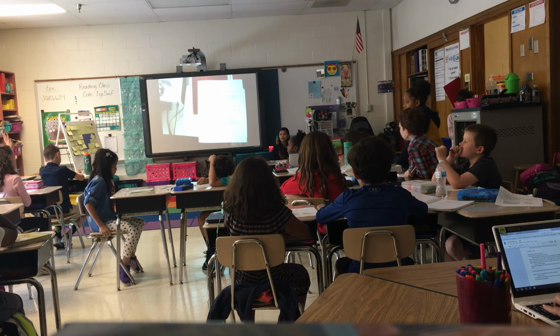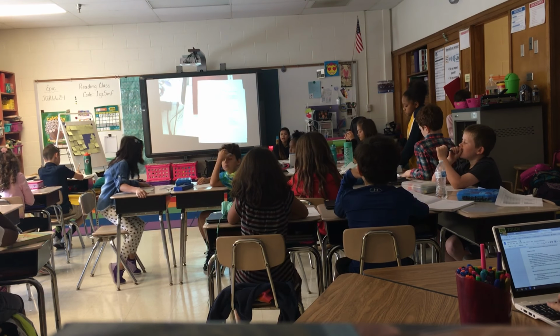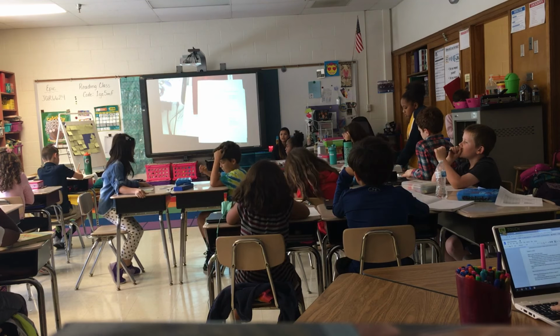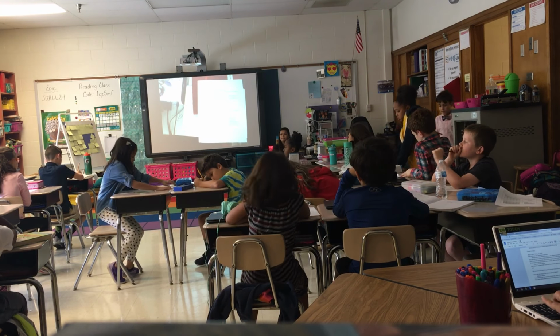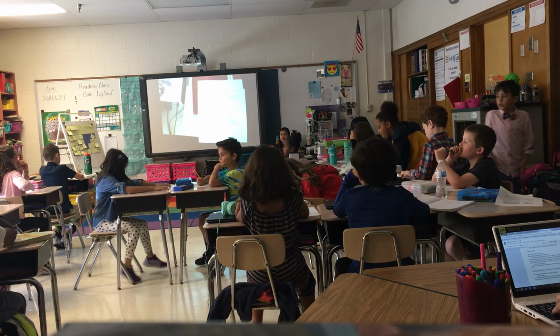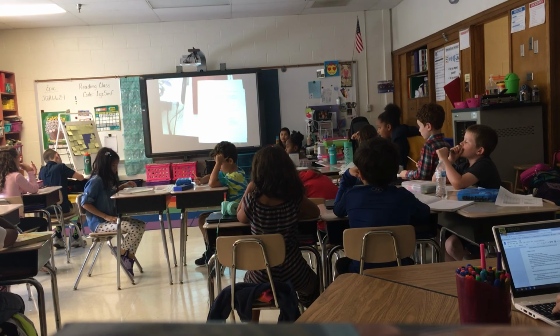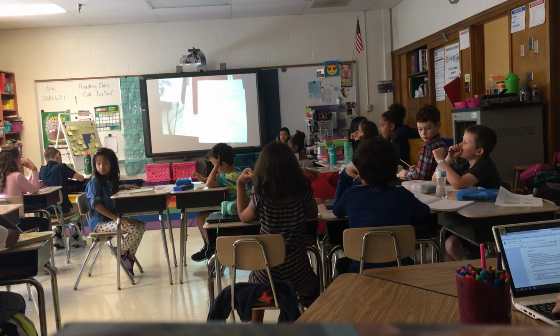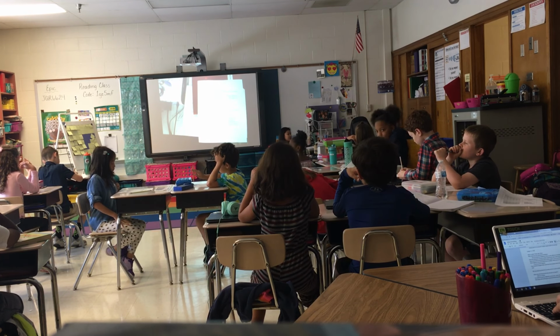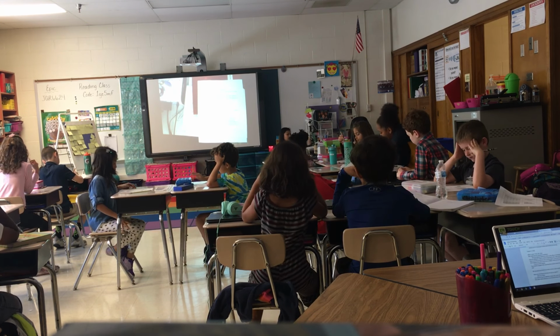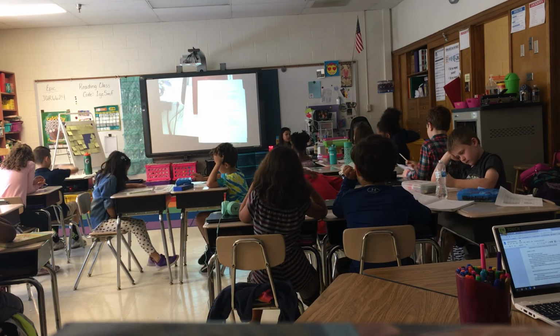Right, so a rectangle has 2 small equal sides and 2 long equal sides. Yes, Sonia? Also, rectangle is longer than a square. Rectangles can be long, yes, it is longer than a square. So the first one says, draw a rectangle with an area of 6 square units.